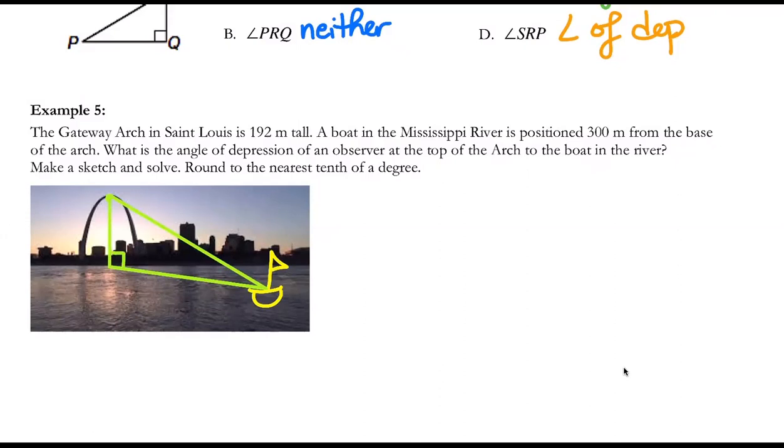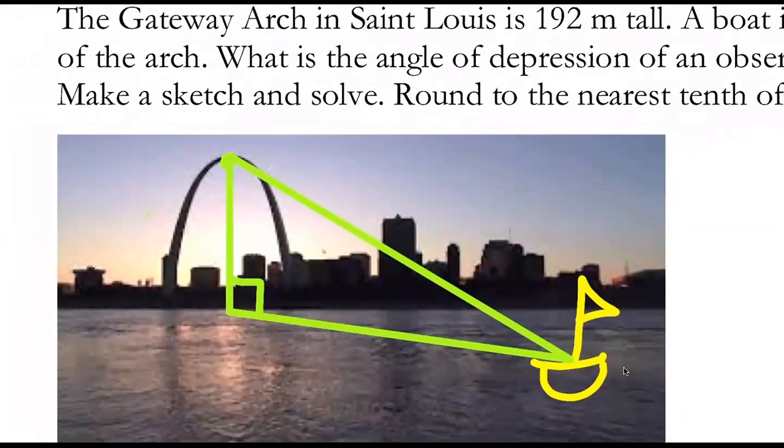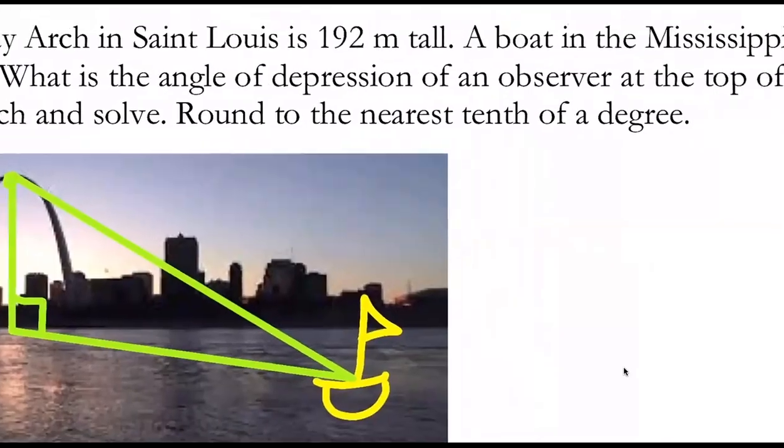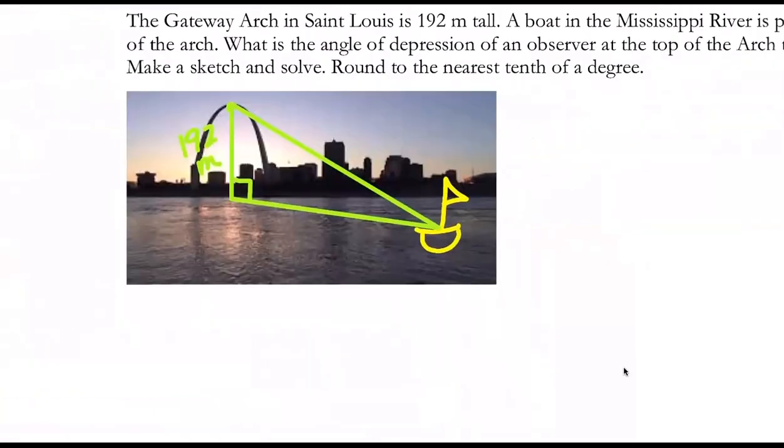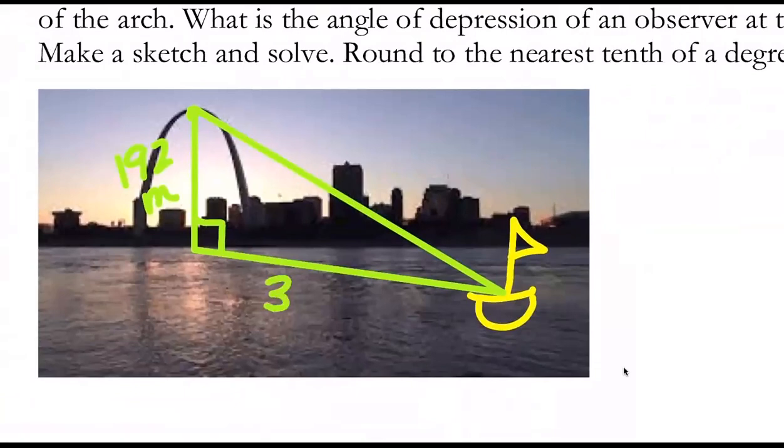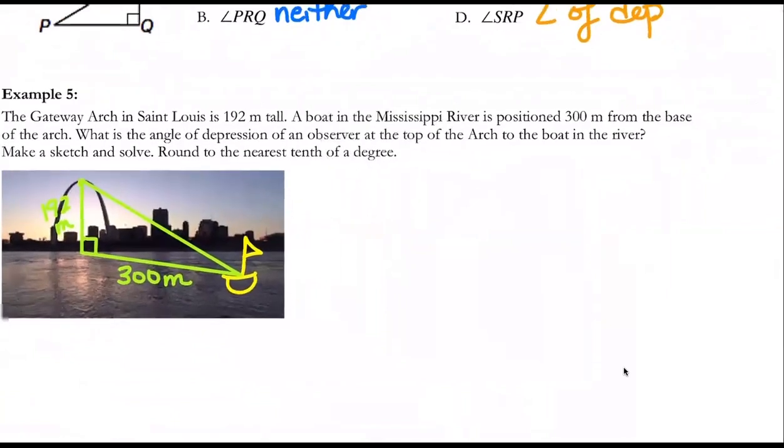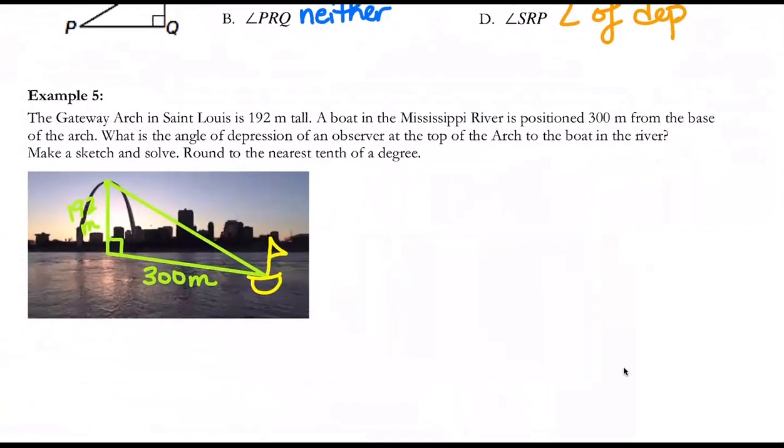It says that the Gateway Arch is 192 meters tall. So that means they've told us that, zoom in a little bit here, this is 192 meters. They've told us that the boat is 300 meters from the base of the arch. That means this is 300 meters. And we're looking for the angle of depression, the angle of depression of an observer from the top of the arch down to the boat in the water.